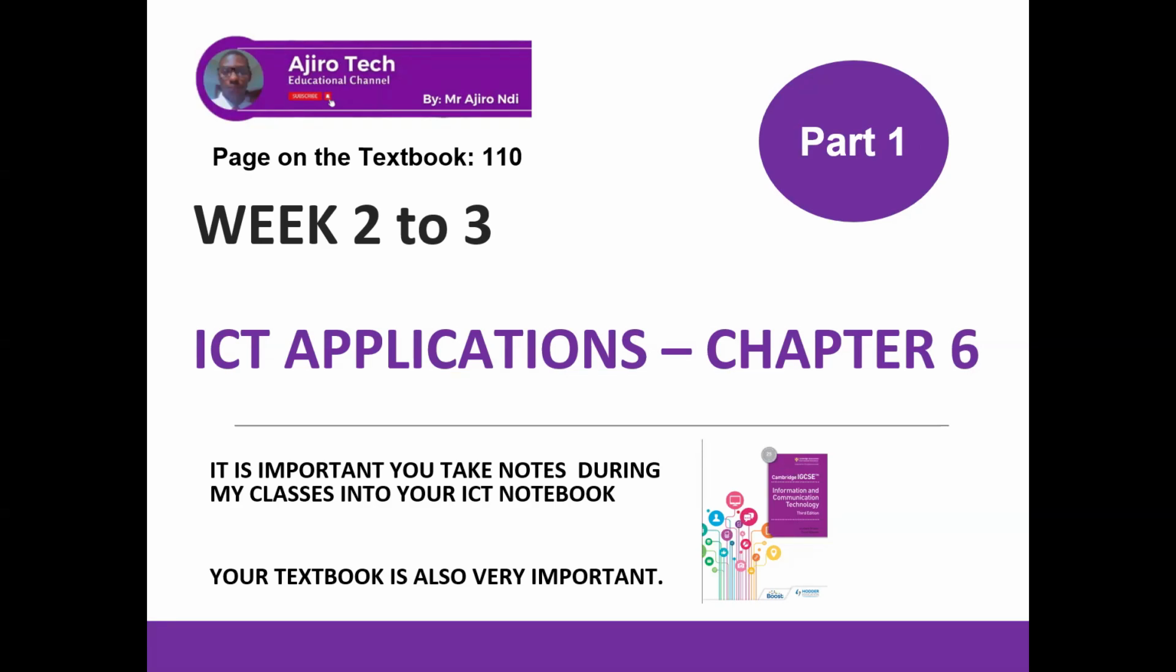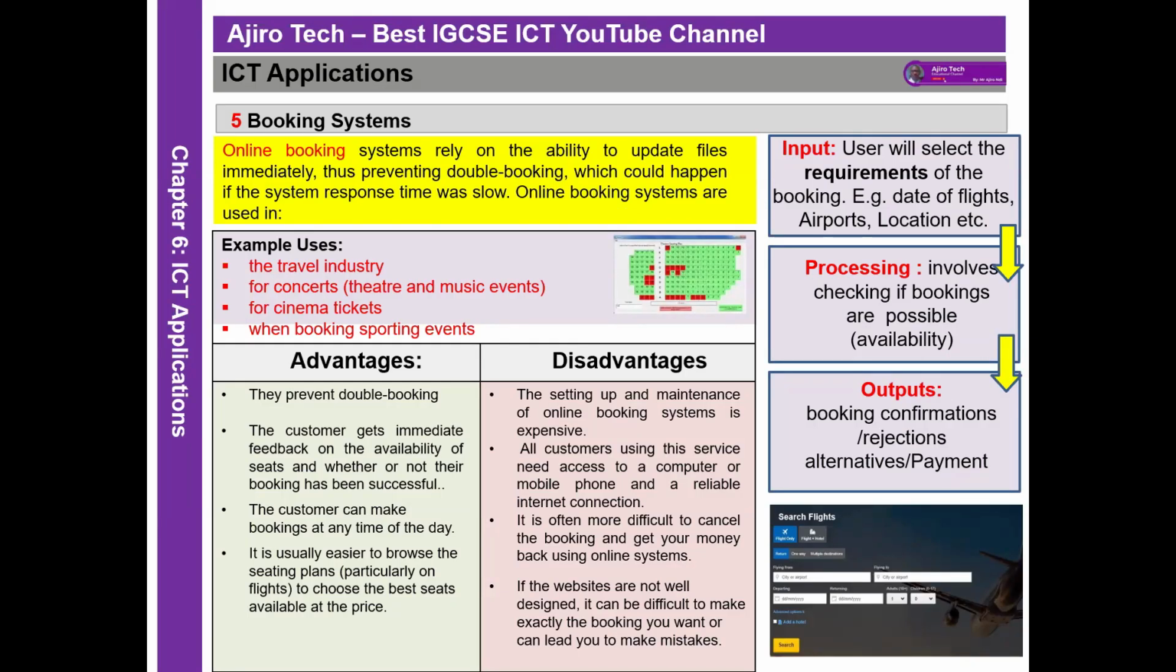So we're looking at ICT application, and in this part of ICT application, the booking system is probably something everybody watching me here knows and has an idea about. When we talk about the online booking system, it relies on the ability to update files immediately, preventing any form of what? Double booking. We have the manual booking, we have the automated booking. So when we talk about the online booking, we're talking about the automated booking. Especially which could happen if the response time was slow.